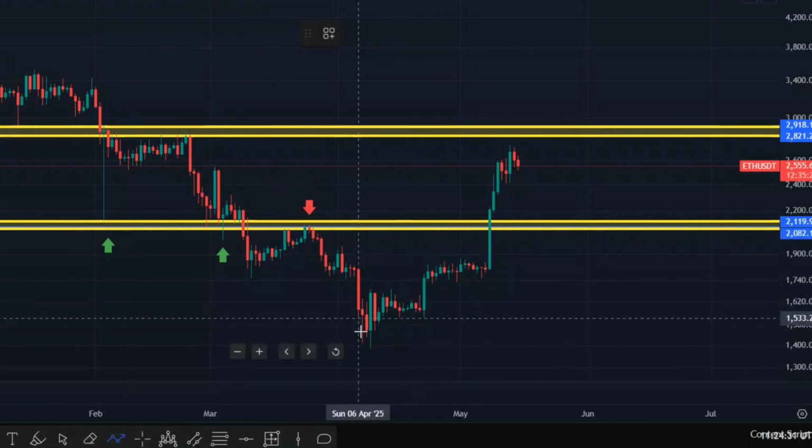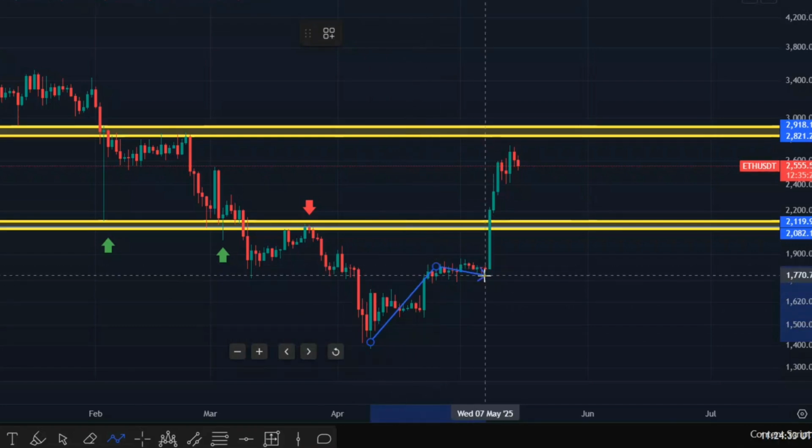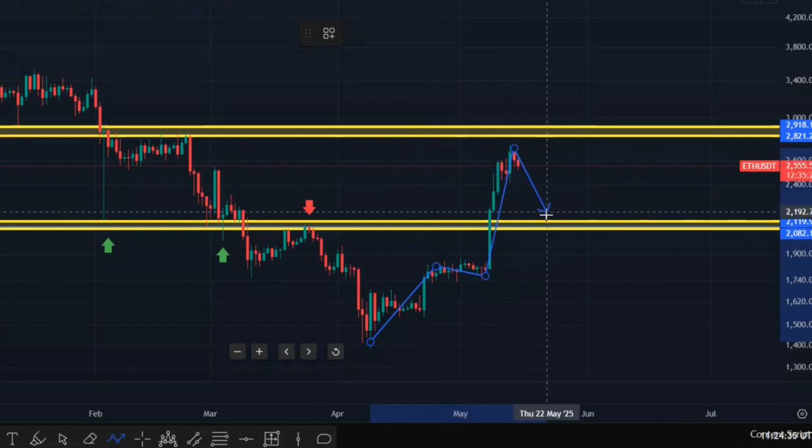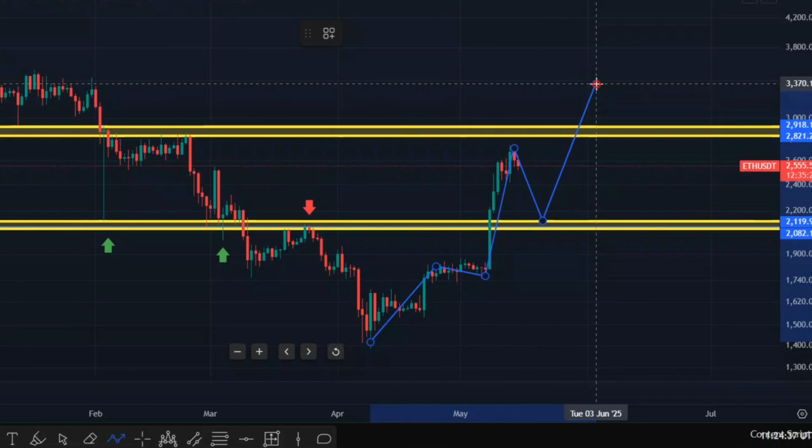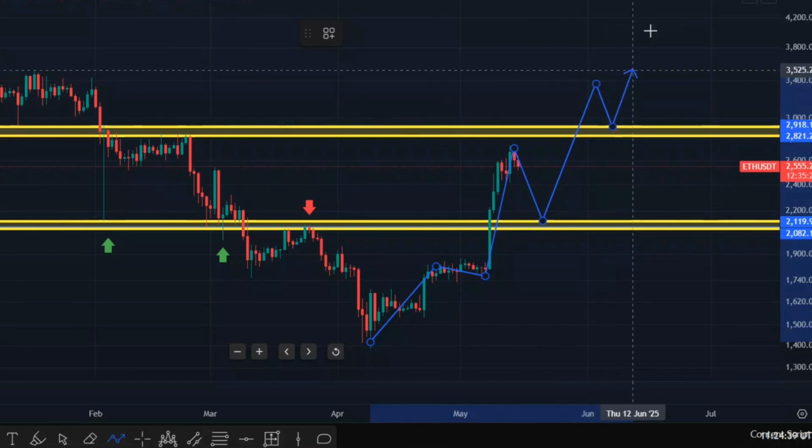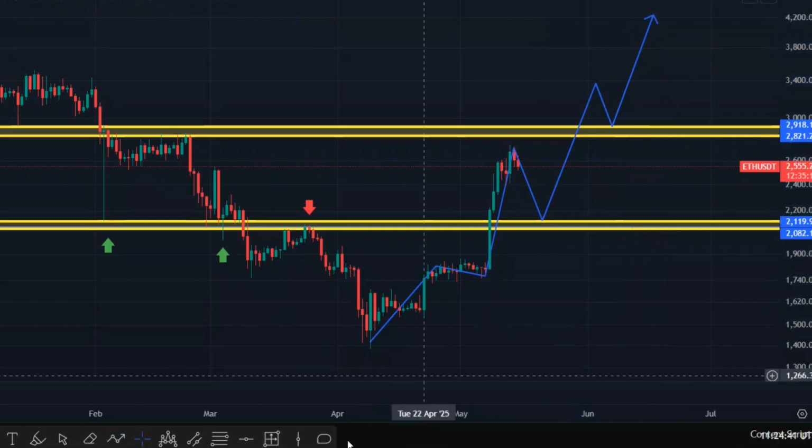We have two important price ranges here. The first is the price of 2805 to 2850 and the second is the range of 2120 to 1990. We can either enter the spot with a pullback to the first area or a pullback to the second area.